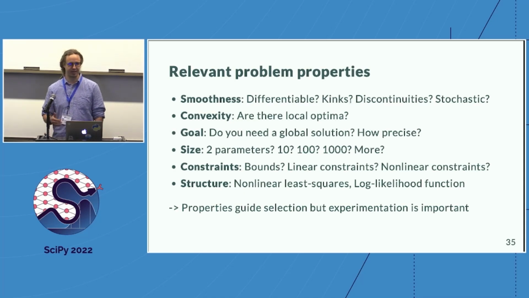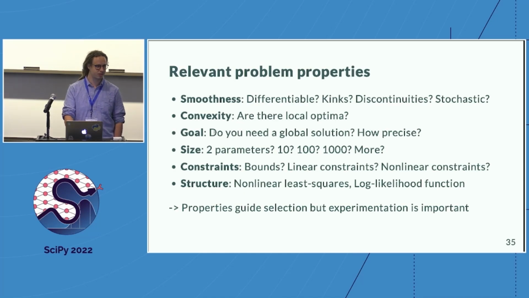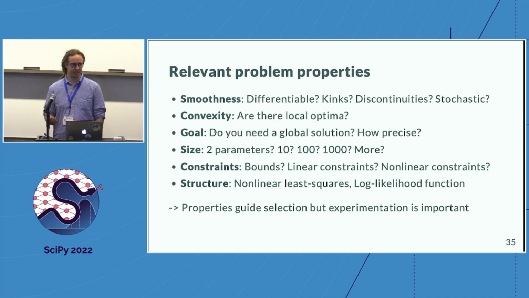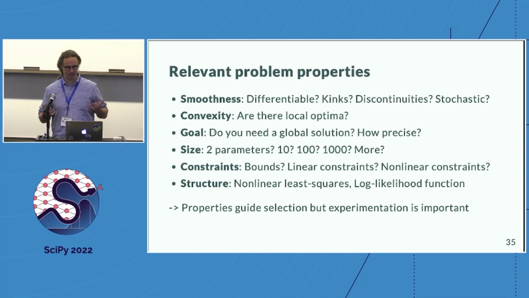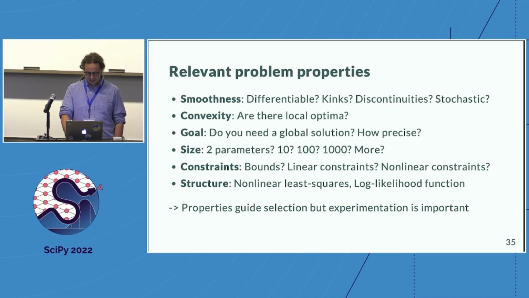Another important property is convexity. So it's mainly the question, are there local optima? And that's closely related to your goal. So if there are local optima, are you satisfied with finding any one of them, or do you actually want the best? So do you need a global or local solution? And also, to which precision do you need it? Maybe most people don't think so much about it, but you cannot really ask numerical optimization to give you 15 digits of precision. So you should really think about what you need, and different algorithms might give you different precision.